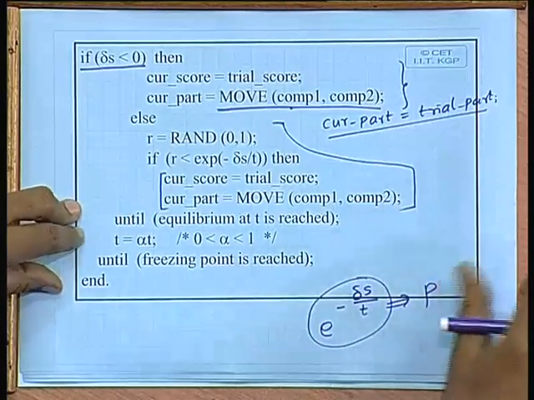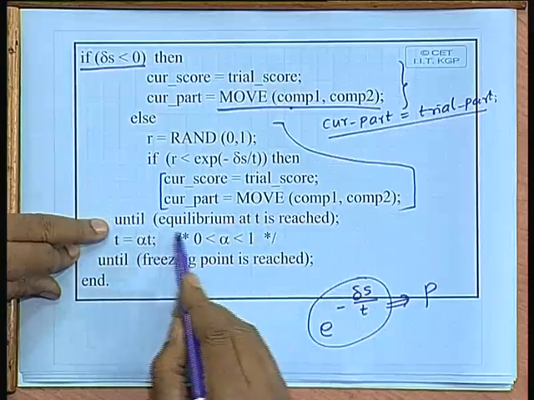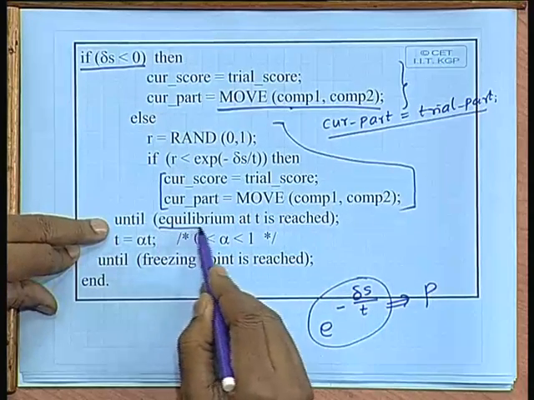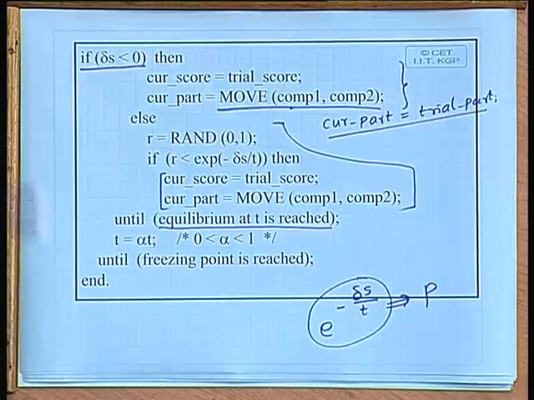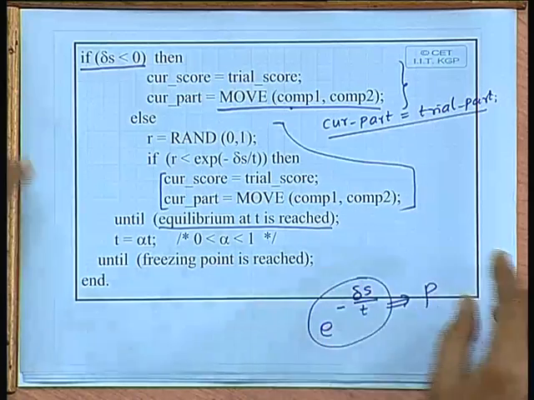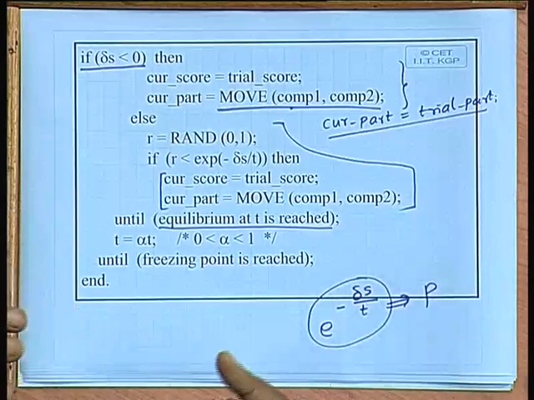So, this inner loop is repeated until equilibrium at the current temperature T is reached. Now, in terms of a practical program, this will mean that the inner loop will be repeated a certain n number of times. This n can be 1000, it can be 5000, depending on the application. Again, the number of times you have to repeat the inner loop will depend on the problem. It can be lesser, it can be 100 also. So, this is the inner loop.